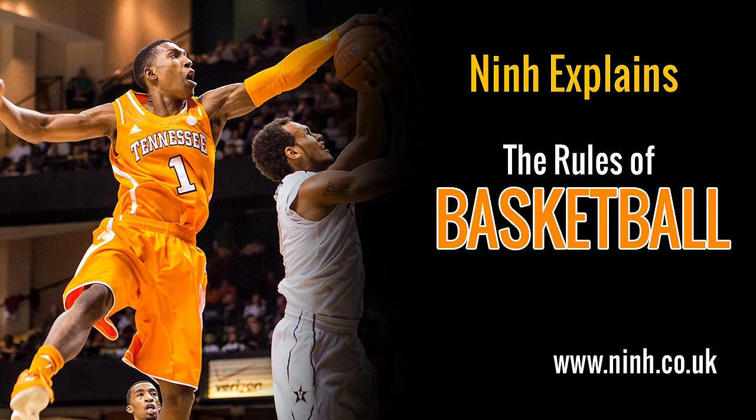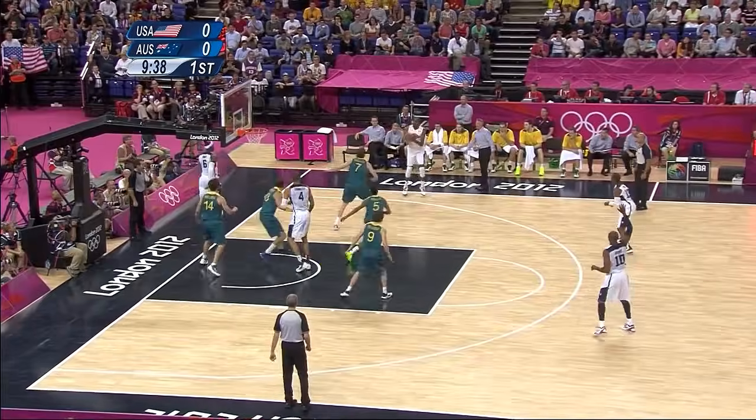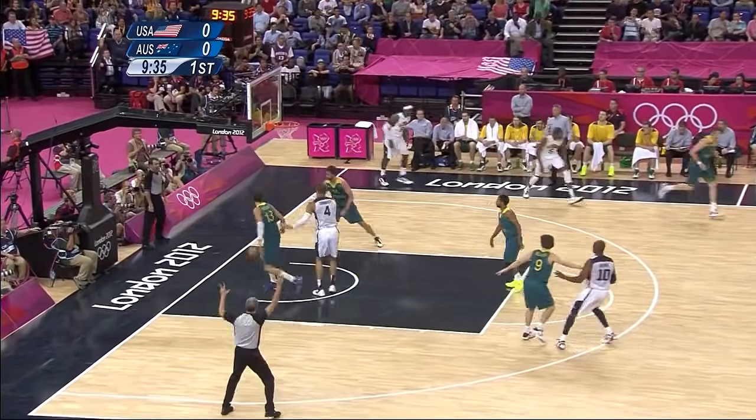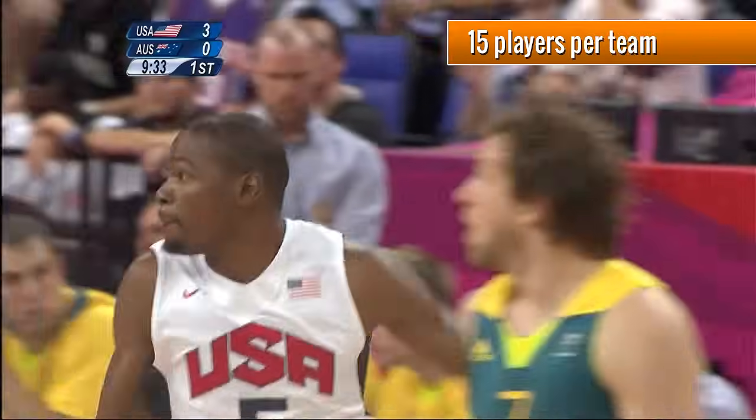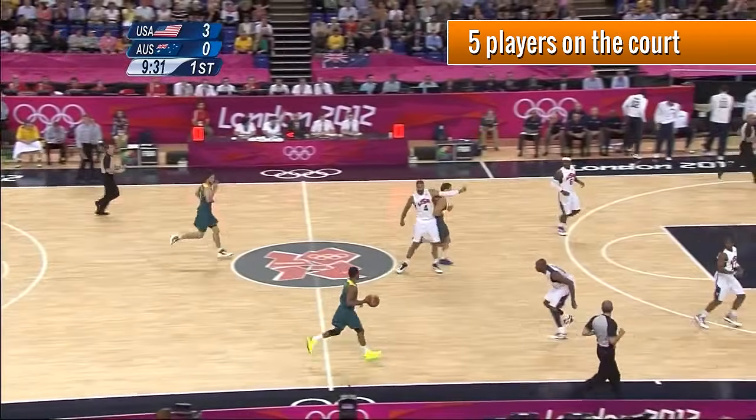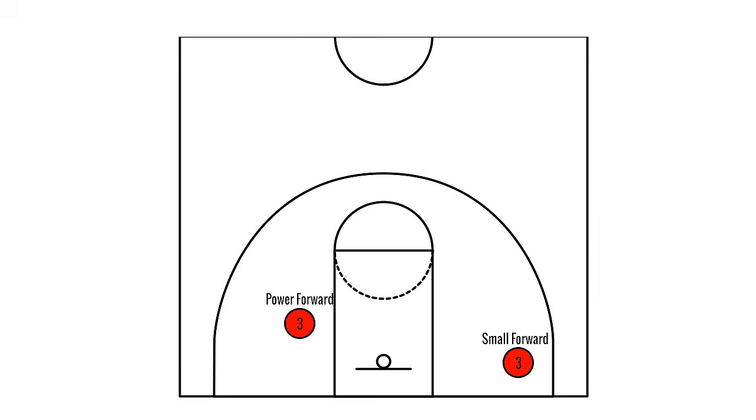Ninh explains the rules of basketball. The object of the game is for your team to score more points than the opposing team. Teams are made up of 15 players, with 5 players on the basketball court at any one time. They consist of 2 forwards, 2 guards, and a centre.